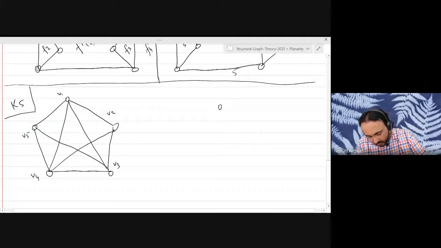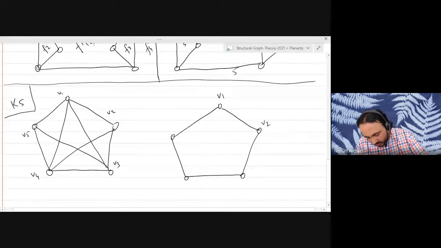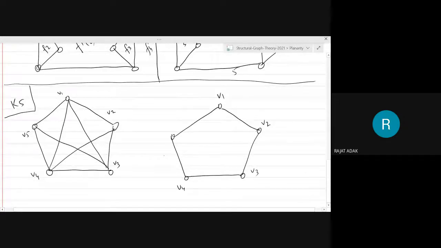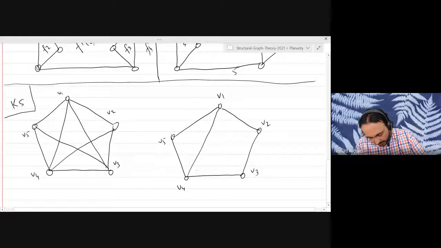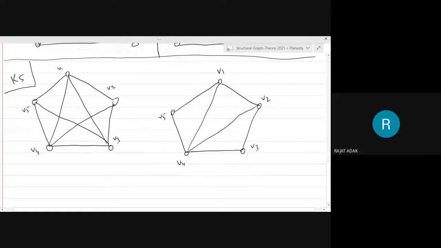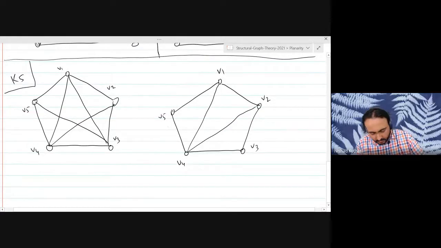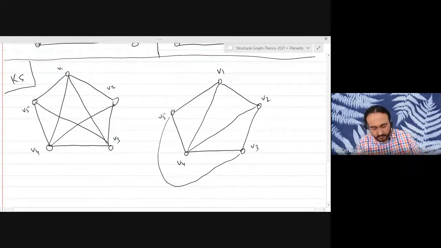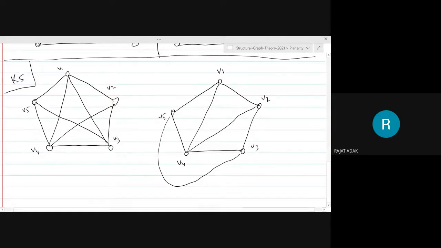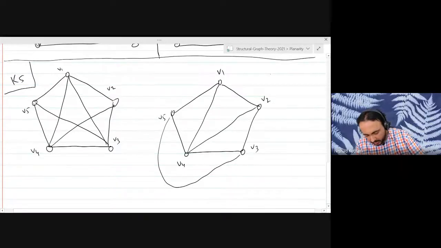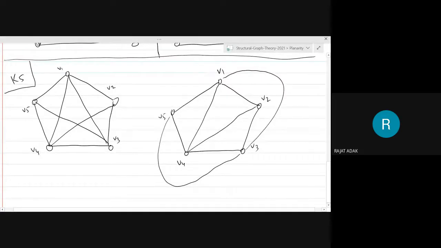Then draw V4, V1 and V4, V2 as they are in the previous drawing, like this. Then we can pull out V5, V3 like this. And then V1, V3 we can pull out also. Okay, then this is the planar embedding.